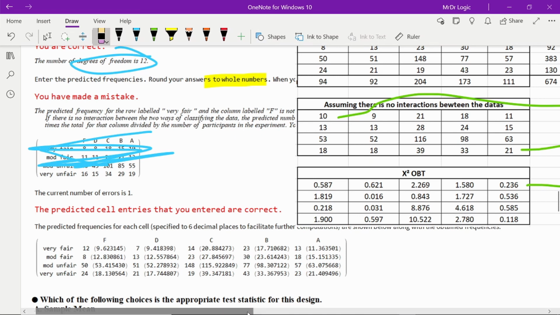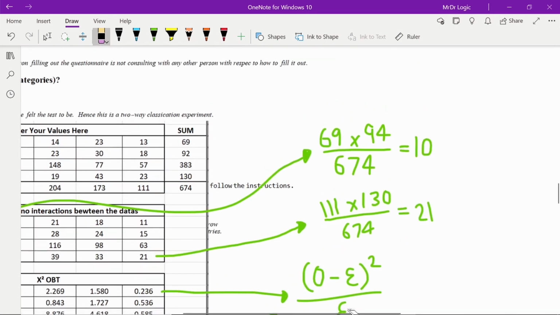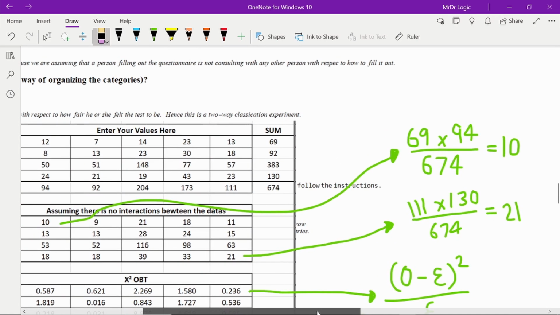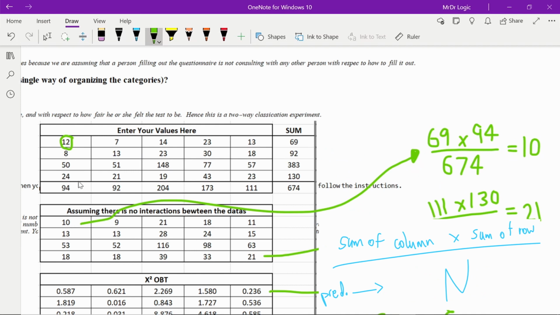Obviously, I made the Excel for it, but in the walkthrough, you're going to see how much of a pain this was. You're going to have to take the sum of each category. So if I wanted to figure out 12, I'm going to take the sum of its column, which is 94, and the sum of its row, which is 69, and then divide it by 674, which is just the n total, and then we get an average number of 10, and this continues.